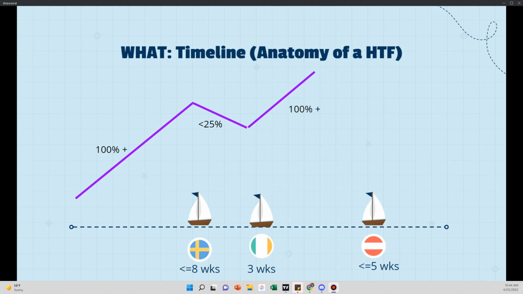If it goes a further 5 weeks without an entry, then it is a broken pattern. Also, if it dips below that 25% retracement value, it's also a broken pattern. But other than that, the pattern is valid.